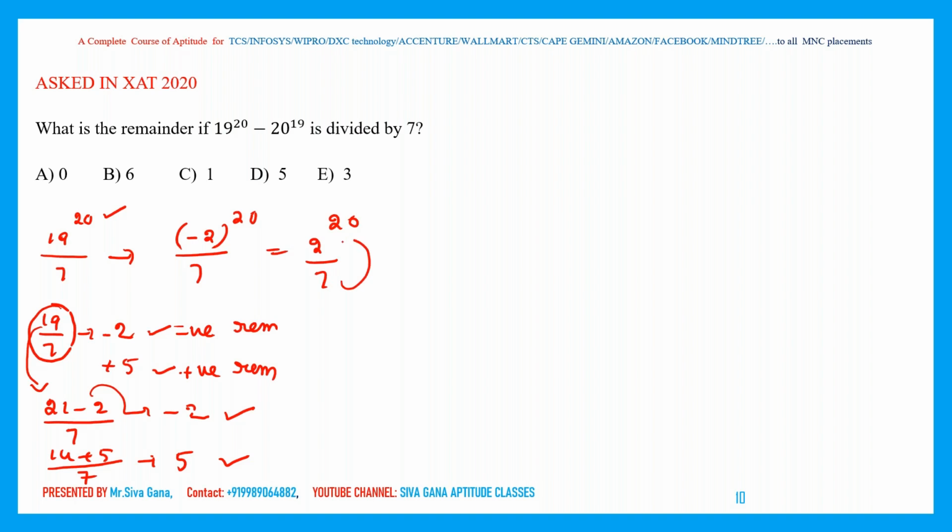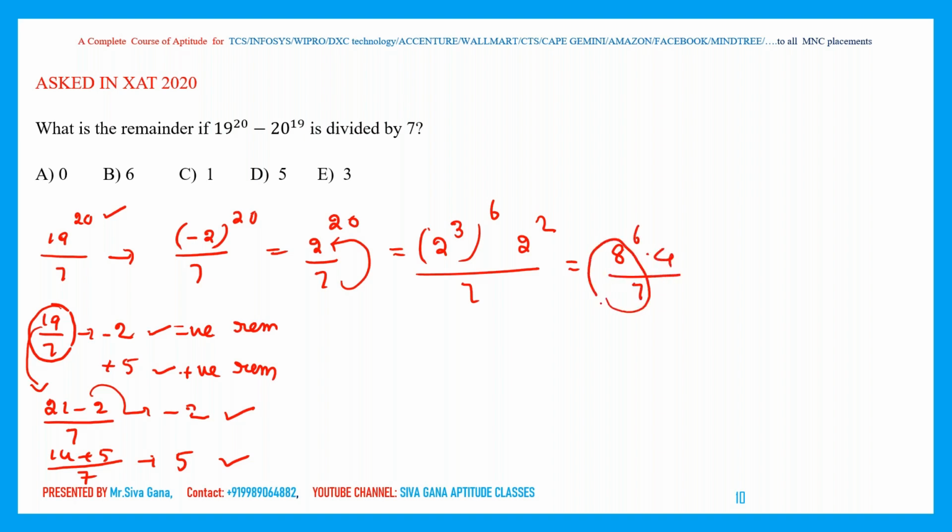Now I am bringing this numerator base closer to the denominator. 2 cube is 8. 8 by 7, remainder is 1. That is my idea. 2 cube power 6, 18. Now 2 square whole divided by 7, nothing but 8 power 6 into 4 divided by 7. 8 by 7, remainder is how much? 1. 1, 1, 1, how many times? 6 times, so that is 1. 1 into 4 is 4. 4 by 7, the remainder is 4. Now the first remainder we got is 4. 19 power 20 by 7, remainder is 4.